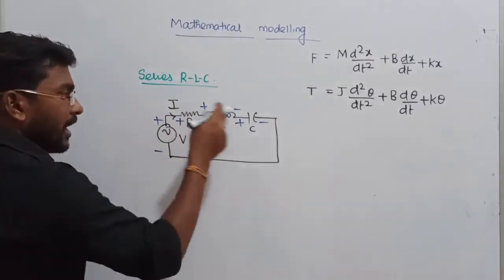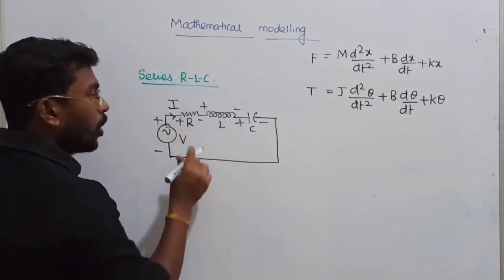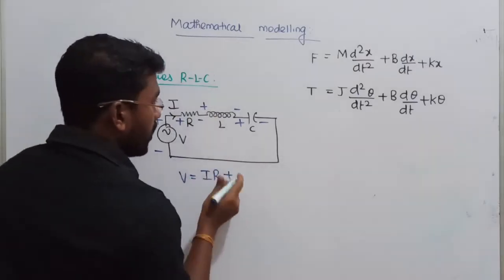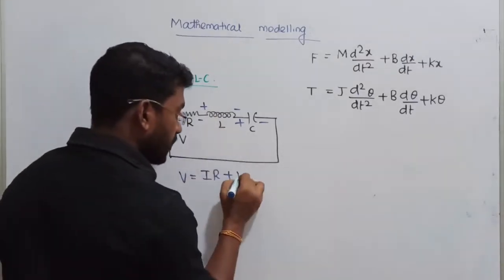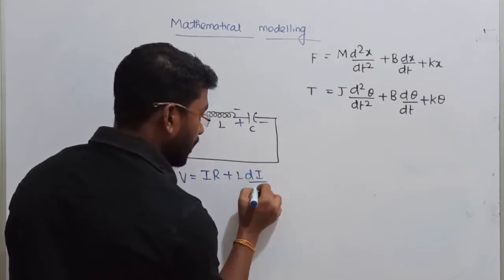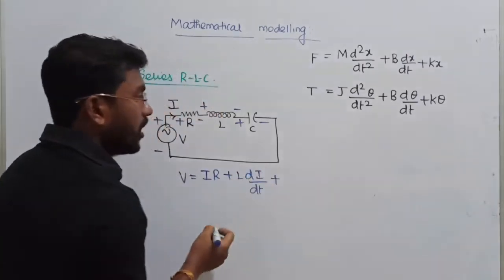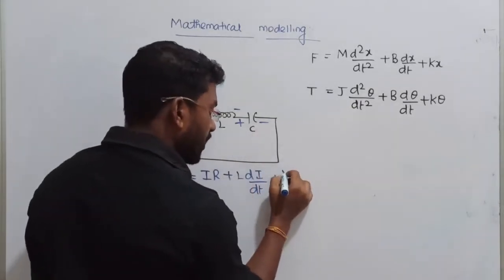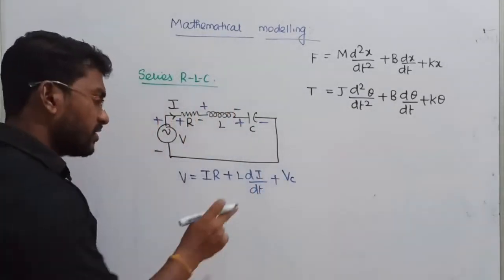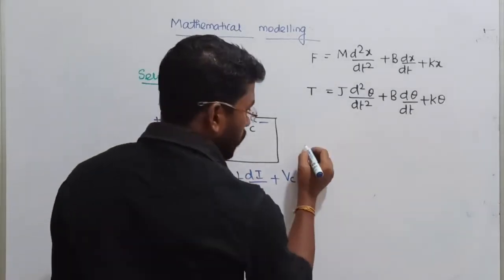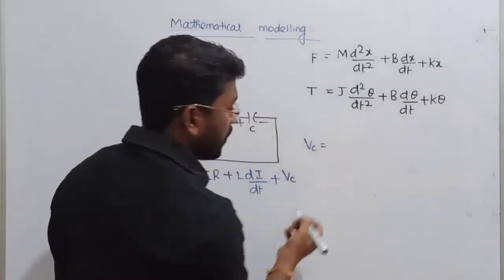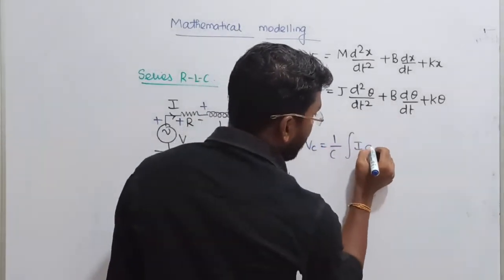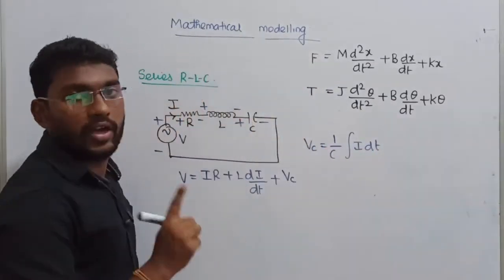That we know. If we apply KVL, V is equal to the voltage drop across the resistor, which can be written as I into R, plus the voltage drop across the inductor, which can be written as L into di by dt, plus the voltage across the capacitor, which can be simply written as Vc. But we know the voltage across the capacitor is 1 by C integral of I into dt.